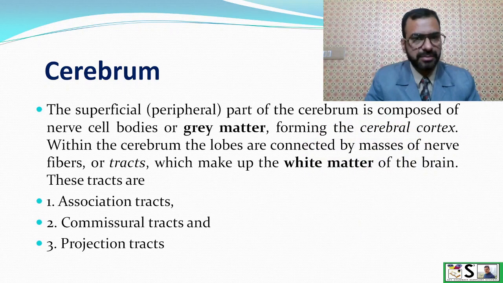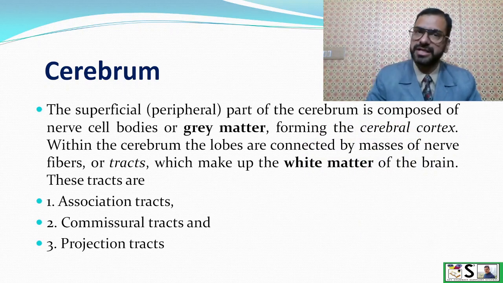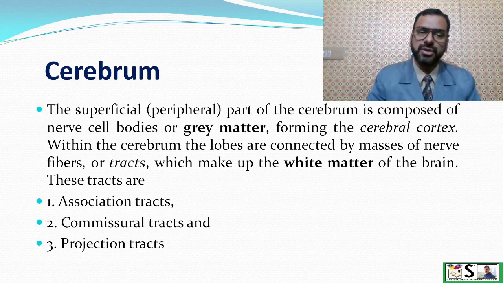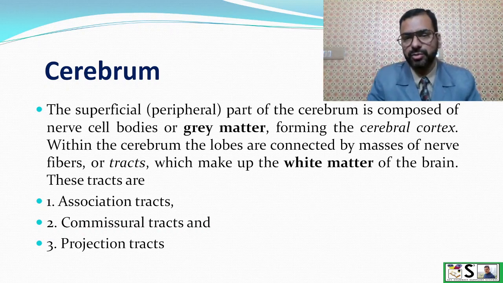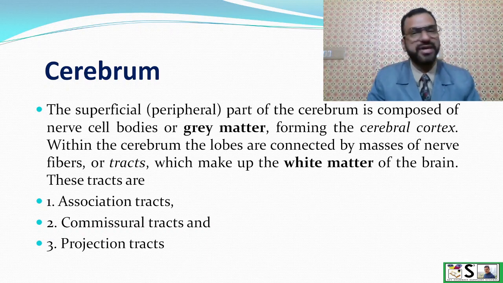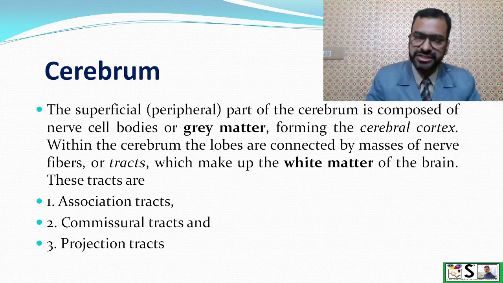The superficial part or peripheral part of the cerebrum is composed of nerve cell bodies, which is also known as grey matter, forming the cerebral cortex. Within the cerebrum, the lobes are connected by masses of nerve fibers and these are known as tracts. These are white in color, so they are known as white matter of the brain. These tracts are association tracts, commissural tracts, and projection tracts.